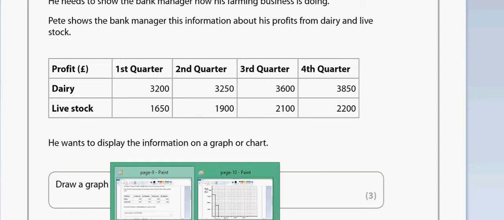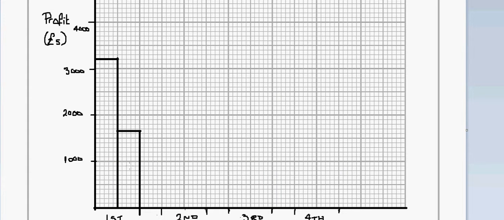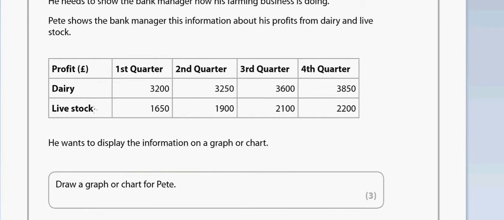And then I've done the same for the 1,650. So I've gone up 1,600. Now the 50 is going to lie just between the two little squares. Okay, and that's really the best that we could do. The thing that we do need to do is differentiate between the two bars as to which is dairy and which is livestock. So what I would do is dairy is the bigger figure.